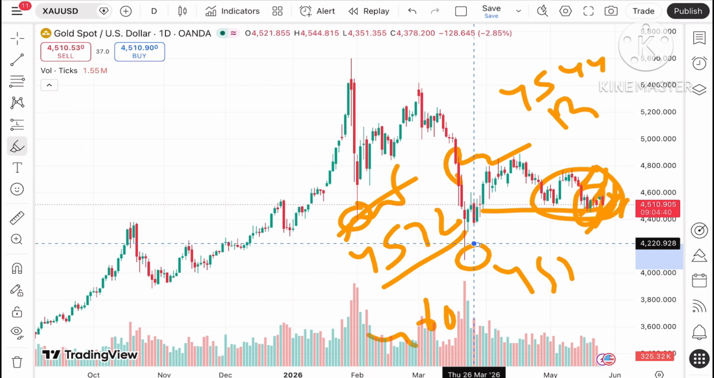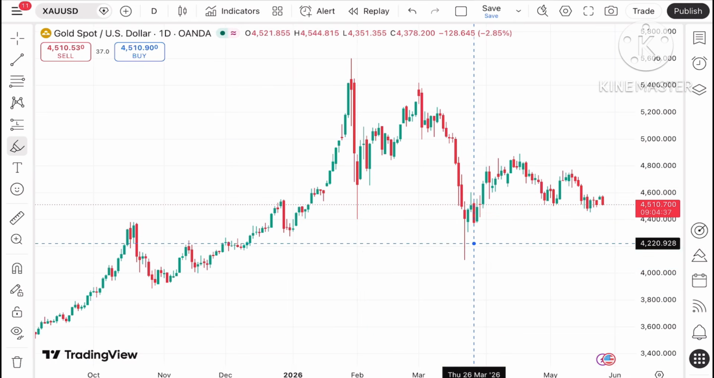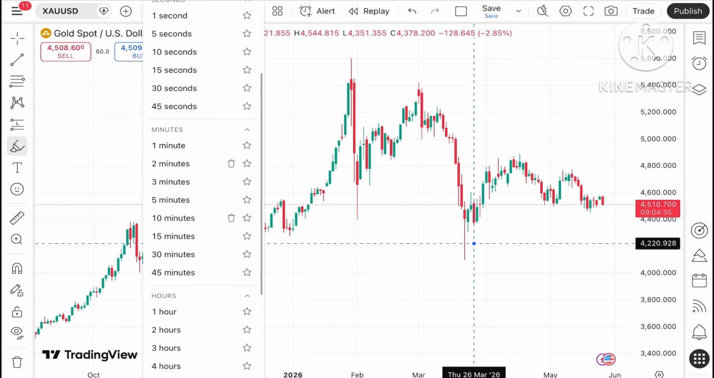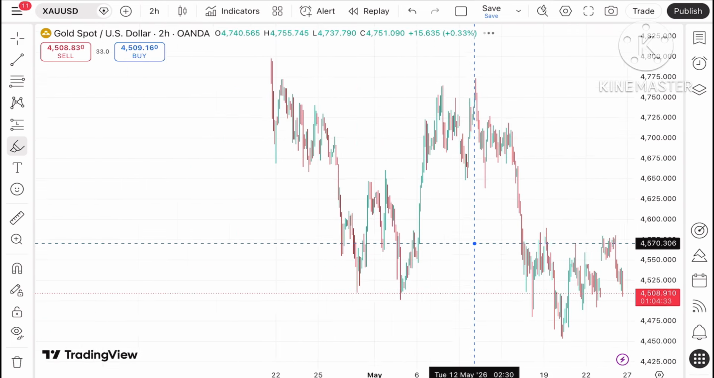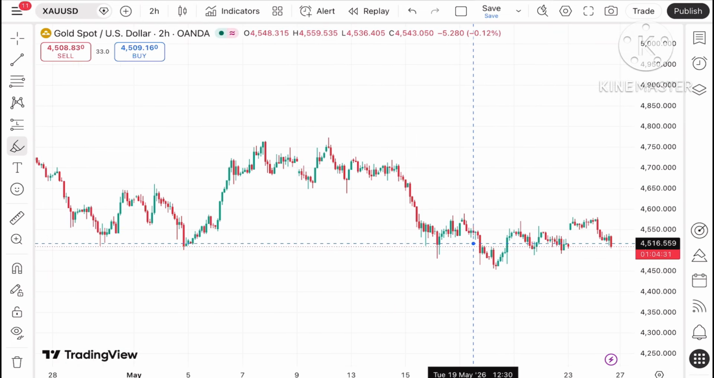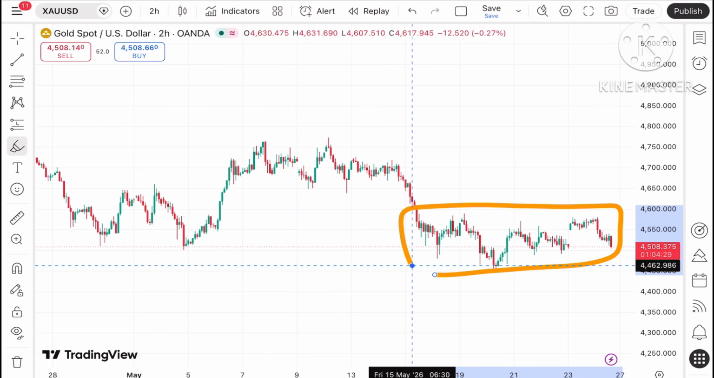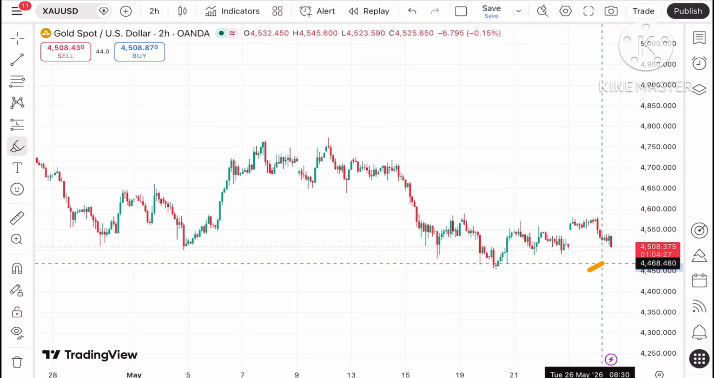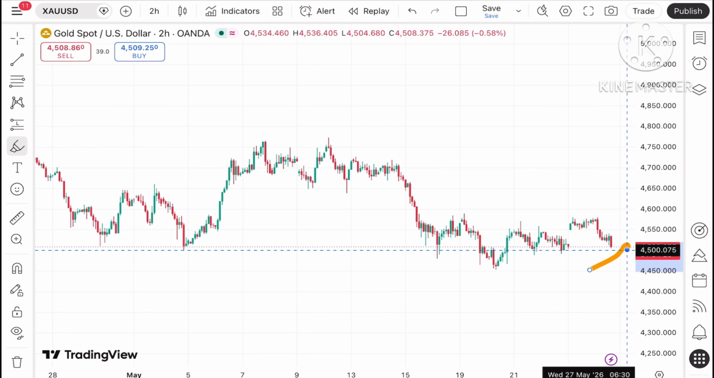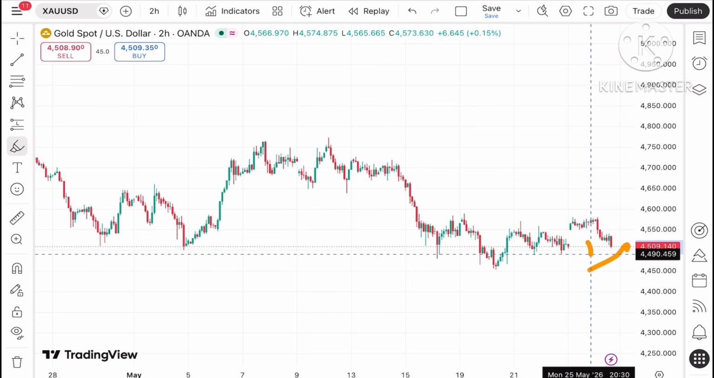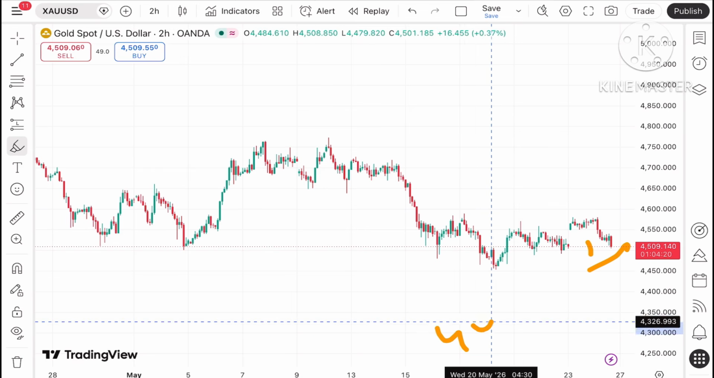These are the two levels we can see. But suppose you look at the 2-hour chart, we can see that the price is moving in this zone. Once the price keeps moving below this level, chances are high it can come down towards 45.00, and if the price goes below this level, we will see it can touch a level of 45.90.